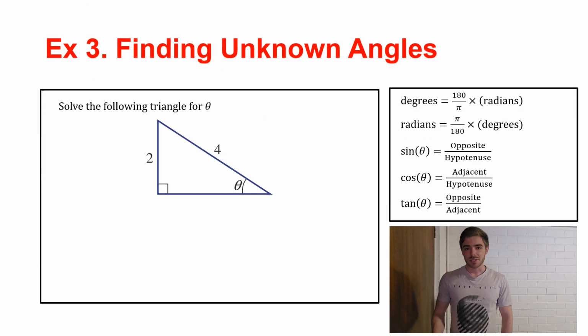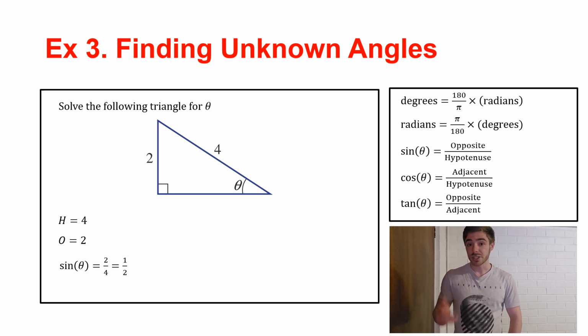The last thing we're going to look at is how the trig ratios can be used to solve unknown angles. This triangle here has a hypotenuse of 4 and an opposite side of 2. The challenge here is that we're trying to find an unknown angle theta. Since we have the opposite and the hypotenuse, we should know that sine theta will be useful for this question. But here's the issue. We don't want sine theta, we just want theta.